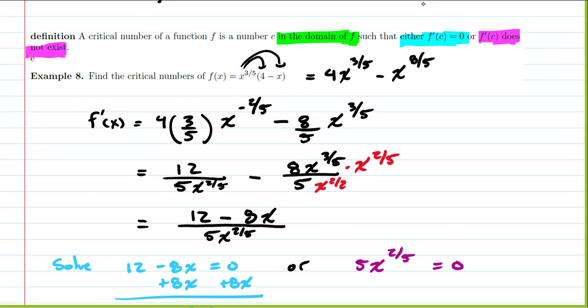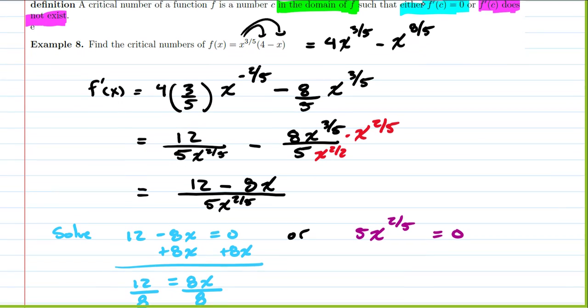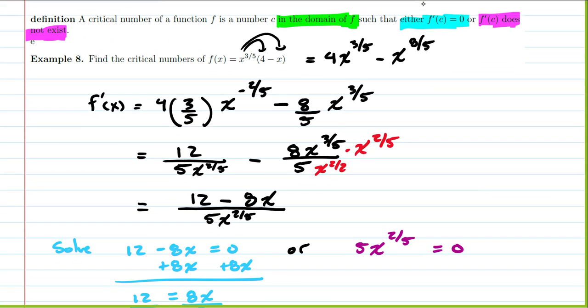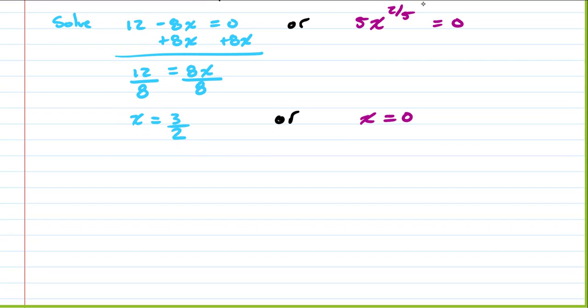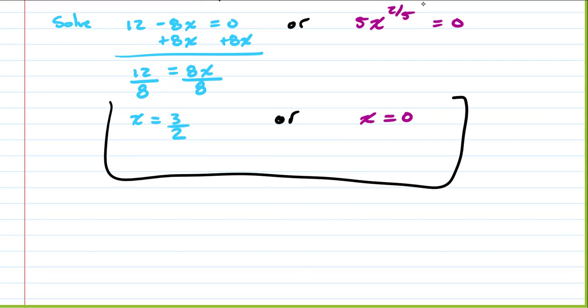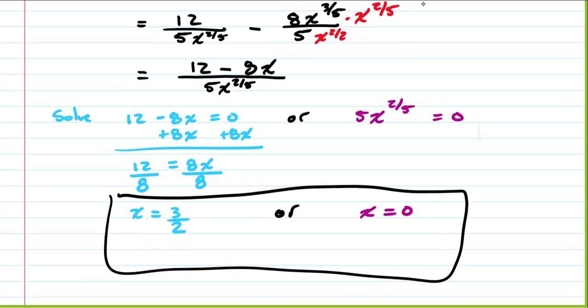So now we need to check, are these in the domain of the function? And the answer is yes, the domain of this function is all real numbers. So both of these are our critical numbers. So our critical numbers occur at x equals 3/2 and at x equals 0.